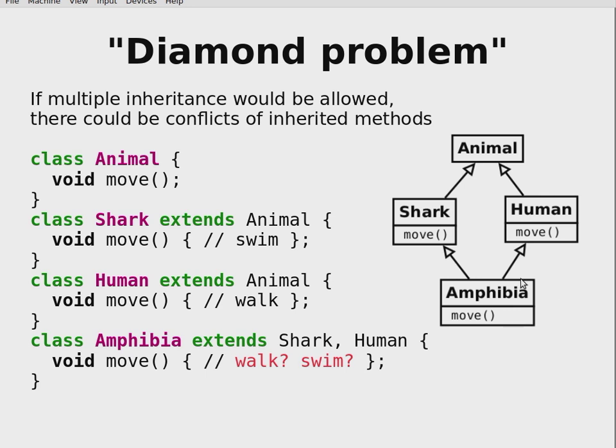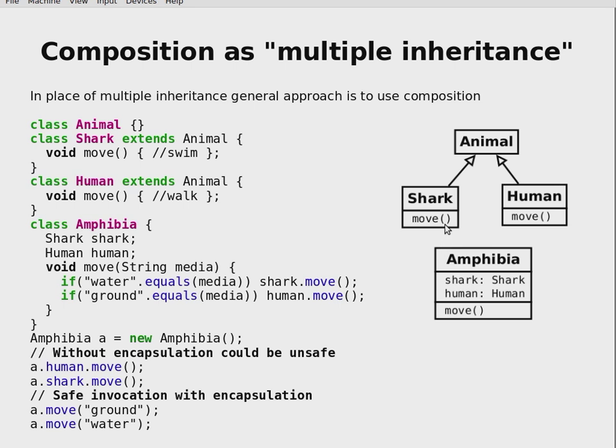But you cannot implement it in most real programming languages, because if it has a move method, then the compiler cannot decide how this amphibious creature should move, because there are two conflicting movements. A shark swims in water, a human walks on the ground, at least most of the time. So therefore this is not allowed, and what can you do about this?